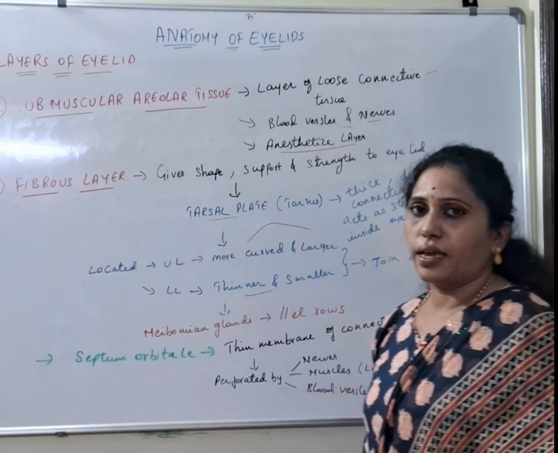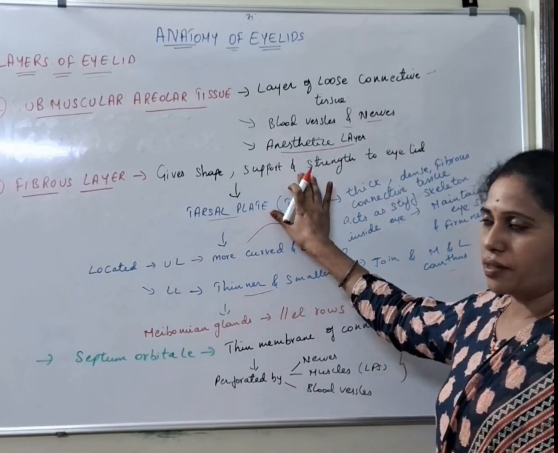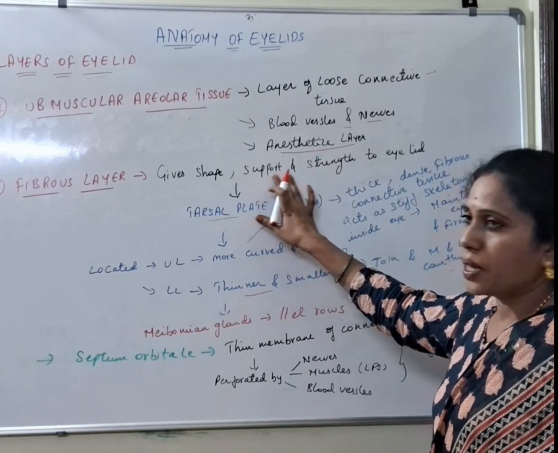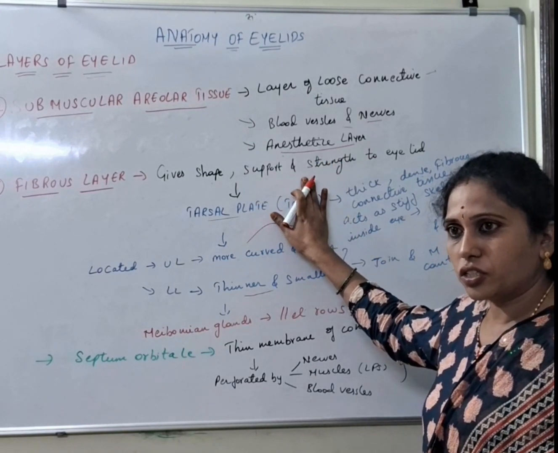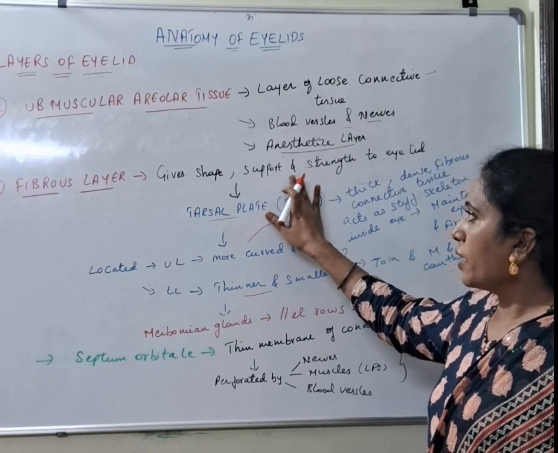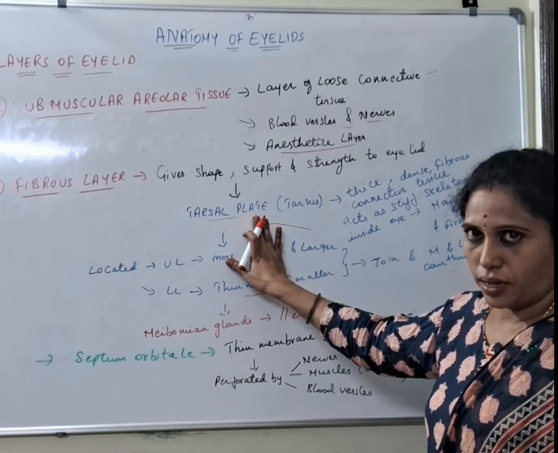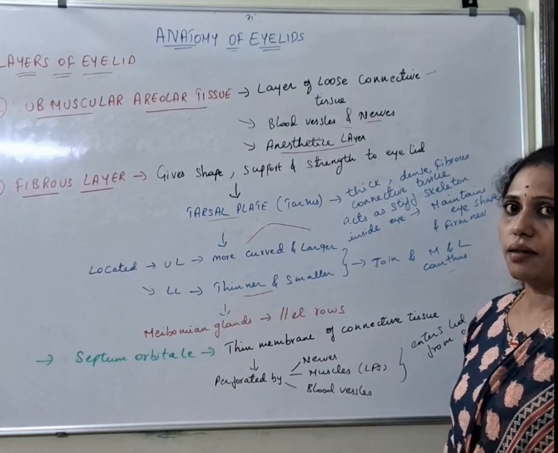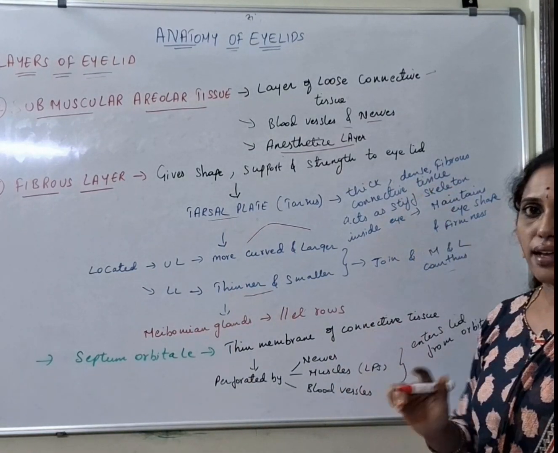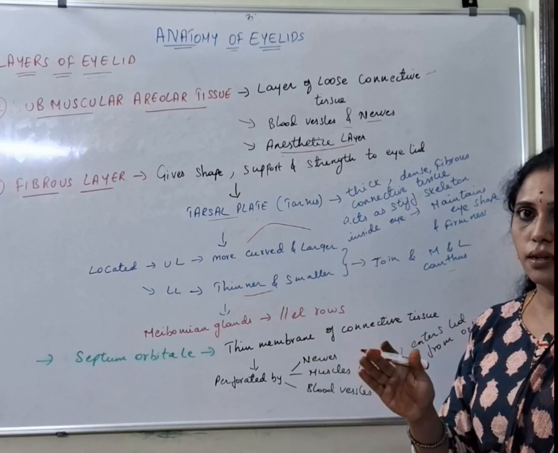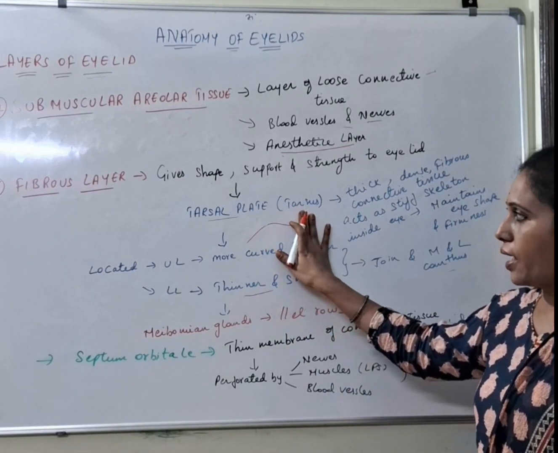So next comes the layer called the fibrous layer. The main function of the fibrous layer is that it gives the shape, support and strength to the eyelids. How does it give shape and support? Because it contains the plate called the tarsal plate, which we also call the tarsus. It is nothing but thick and dense connective tissue which acts as the skeleton to the eyelid. As a result, it gives firmness and shape to the eyelid.